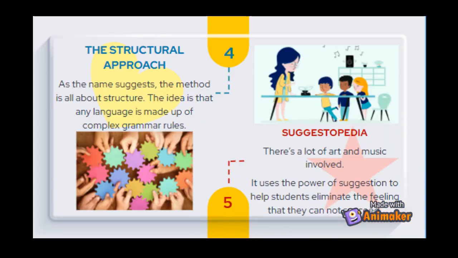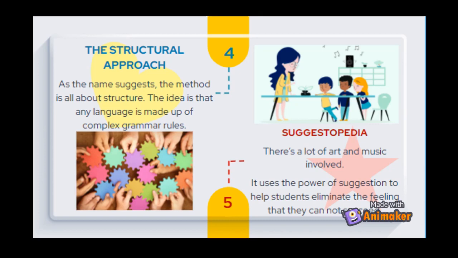Number 4. The structural approach. As the name suggests, the method is all about structure. The idea is that any language is made up of complex grammar rules. These rules, according to this approach, need to be learned in a specific order. For example, the logical thing would be to teach the verb to be prior to teaching the present continuous, which requires using the auxiliary form of the verb to be.